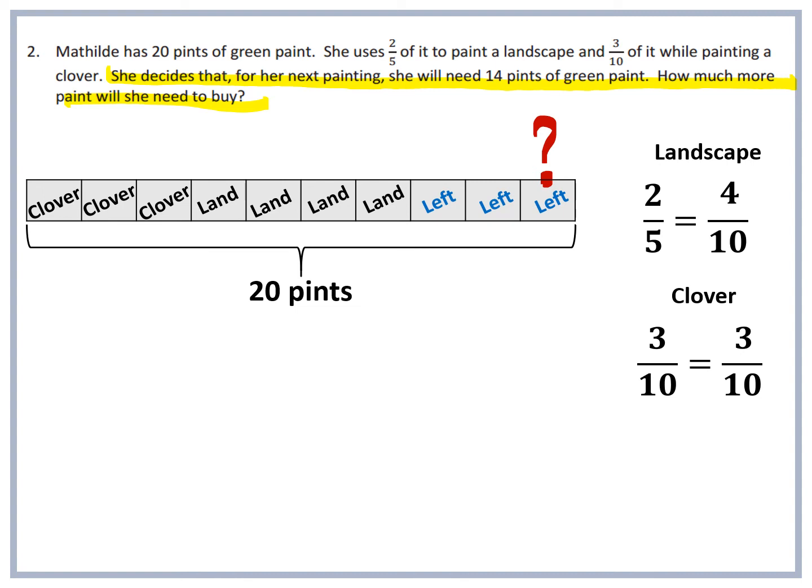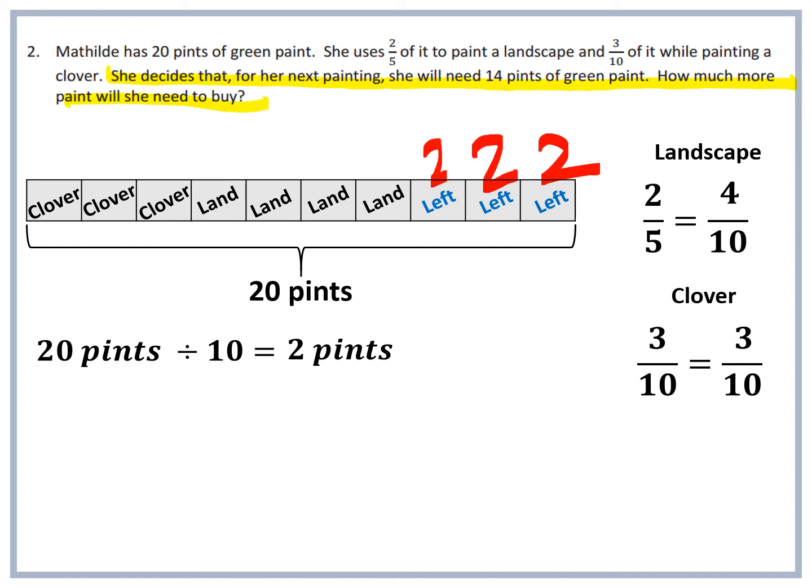Now I have 10 equal units, 10 boxes in the tape diagram, that equal 20 pints. To find the value of one unit, because these are equal groups, I have to divide. I would do 20 pints divided by 10 units, and I get 2 pints. That means this box here is worth 2 pints, and so is this one, and so is the rest of them. If I added 2 all the way down, I would get to 20. I have enough information now to figure out how much is left.